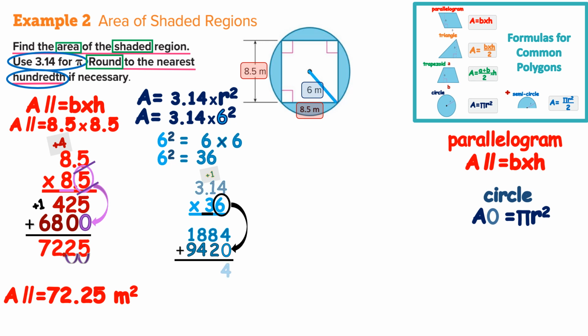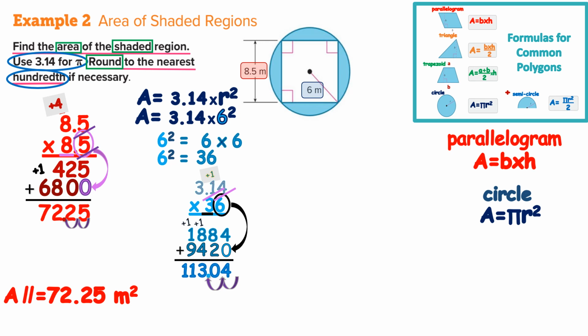When I add my products, I get 4. 8 and 2 is 10. Put down my 0, carry my addition of 1. 8 and 1 is 9 plus 4 is 13. Put down my 3, carry my addition of 1. 9 and 1 is 10 plus 1 is 11. I look back at my math problem. I multiplied with a decimal, so I have 2 decimal spaces, and I'm going to move from right to left 2 times.